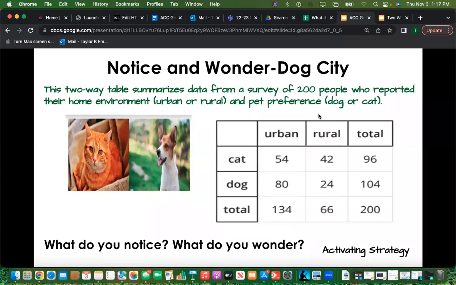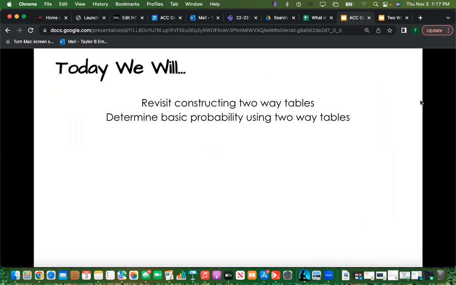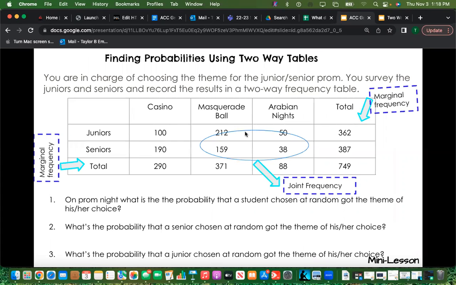Okay, on your paper, I would title this two-way frequency table. Okay, and we made some notice and wonderings on here. So again, we're going to refocus on the two-way tables. You've seen some of this before. Okay, so on your paper, go ahead and draw this two-way frequency table.